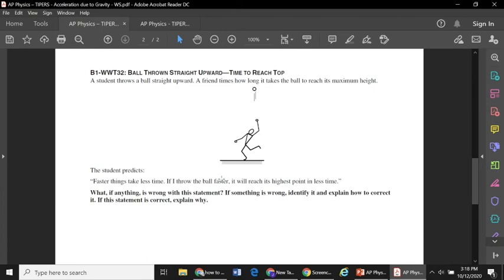It says, what if anything is wrong with the statement? If something is wrong, identify it and explain how to correct it. If the statement is correct, explain why. Take a couple minutes to look this one over. Write an explanation based on your conclusion about this student's reasoning. When you hit play, we'll go over it.